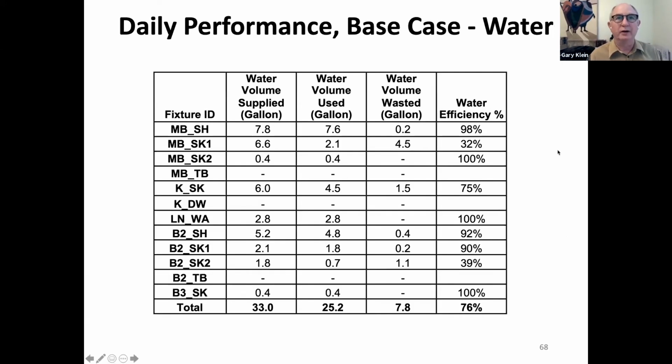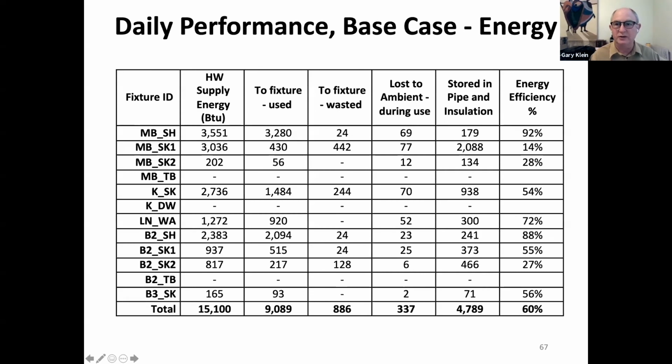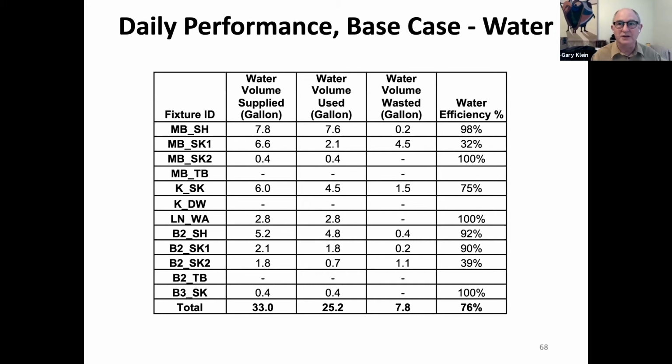Let's look at water. Shower looked pretty efficient, 98%. Bathroom 3 sink is pretty good, 100%. How come? Well, it's 100% efficient in the use of water. That doesn't say anything about how efficient it was in energy terms. That sink was only 28% in efficiency. Why? The hot water never got to the sink, but the water got used. Remember all those tiny events? Water got used, not energy, got lost.